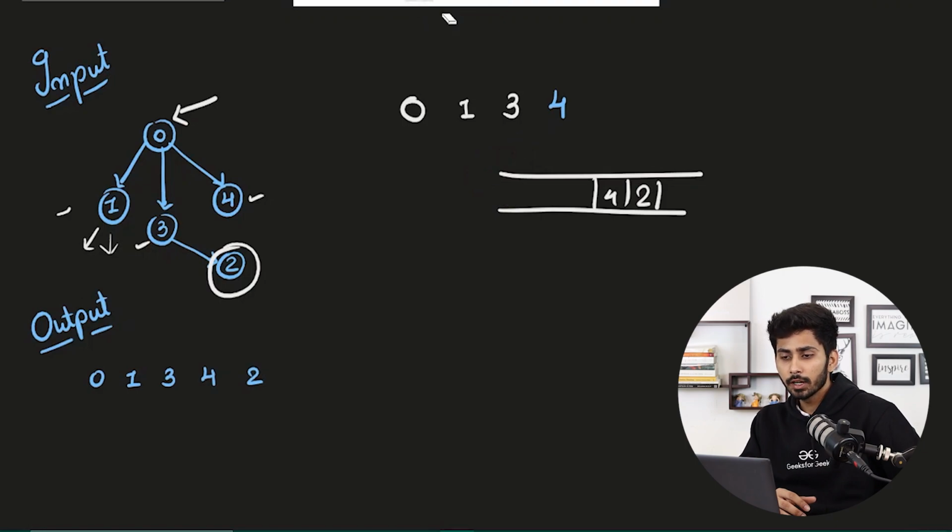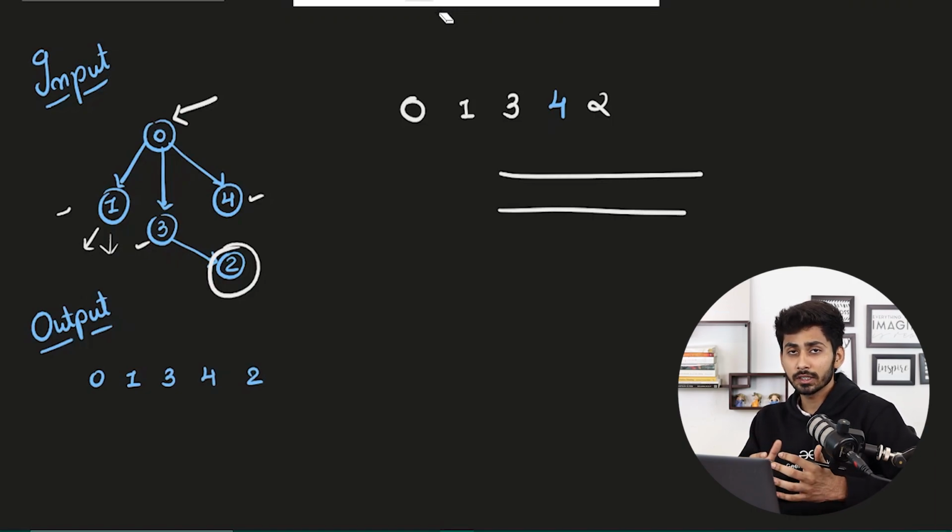In this manner, until nothing is left inside your queue, you have to keep on doing this process, and at the end you will be removing 2, and after 2 nothing will be inserted. So in this manner the breadth first search algorithm works. Try to understand this algorithm and try to implement it with the help of the queue data structure. Now let's see the next question of this list.